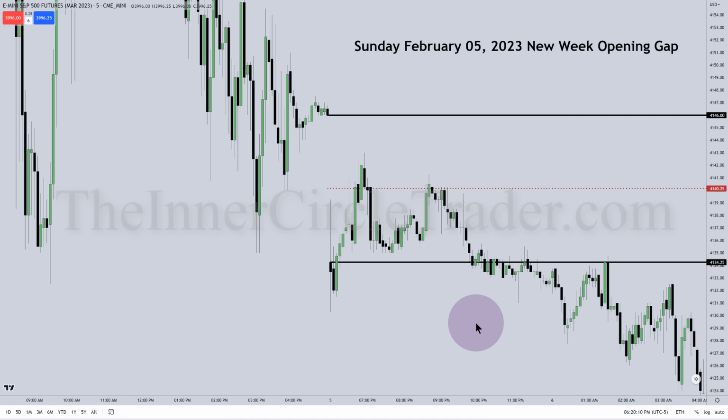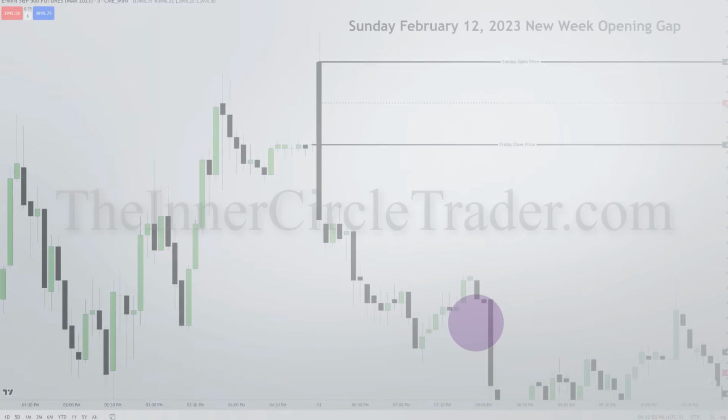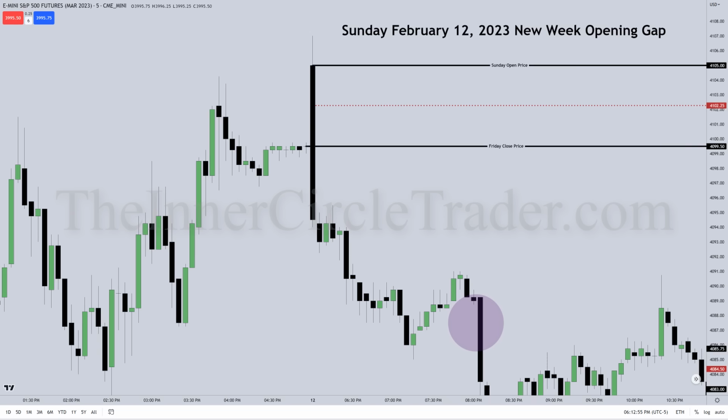But this is essentially 5 weeks ago, based on today's actual date of this recording. The week after that, next Sunday, would be Sunday, February 12th, 2023. And this is the new week opening gap for it. And here's the closing price on that Friday. Then the opening price on Sunday. And the midpoint here, which is consequent encroachment, the difference between the two.